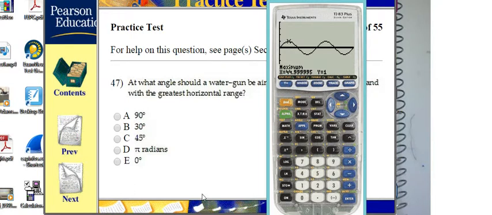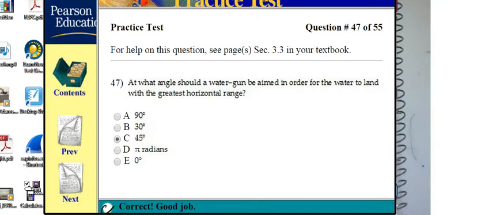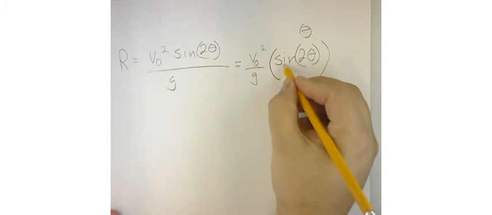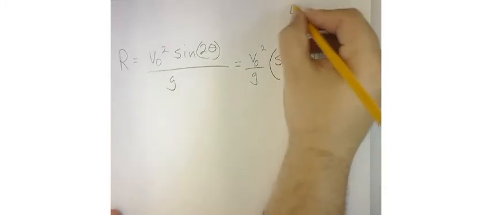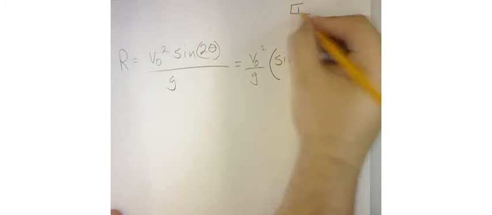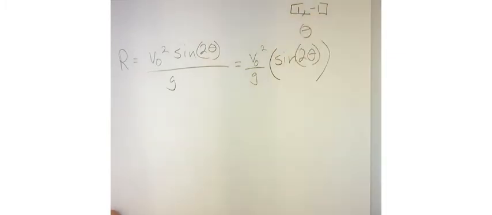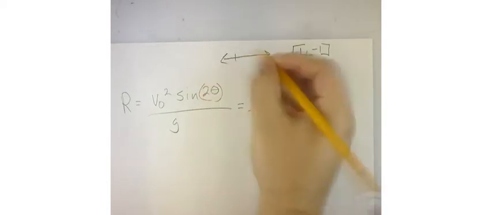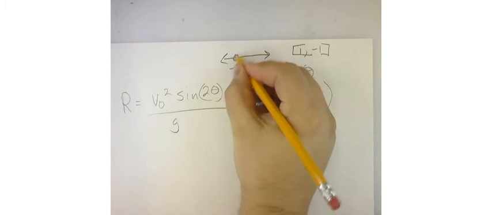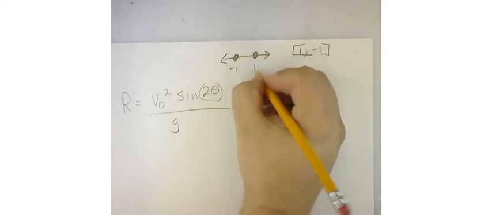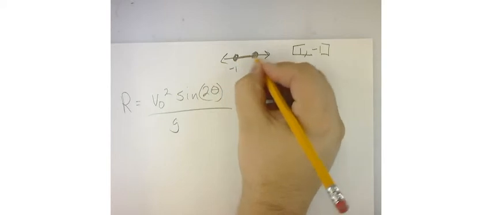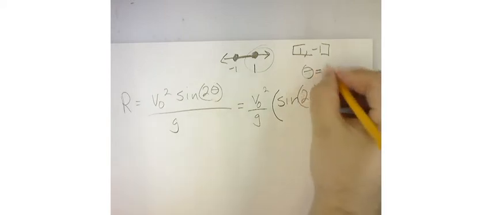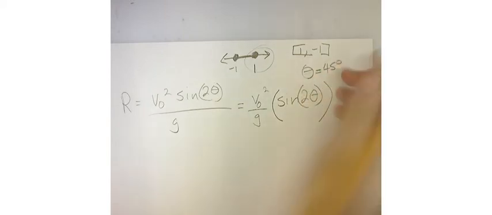Now what does that mean? Well, let's just double check. 45 degrees, yep, that's correct. What does that mean though? Well, what that means is the range for sine of 2 theta goes from 1 to negative 1, right? And I could write it on a number line too, but the y value goes from 1 to negative 1. And the greatest is 1. It'll never be greater than 1. Well, when does this occur? When theta is equal to 45 degrees, right, based on the graph we just did.